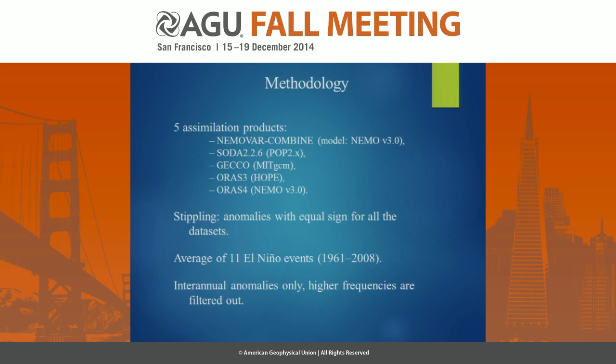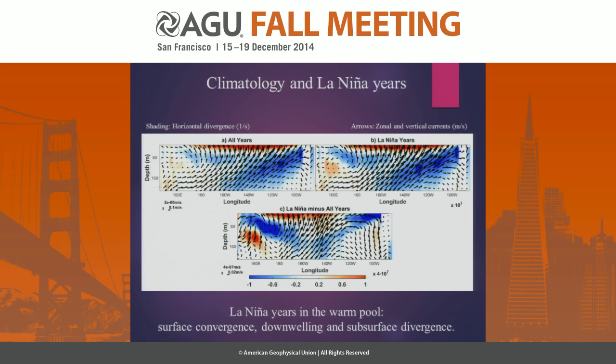All the figures correspond to the average of the 11 El Niño events in this period, 1961-2008, and they only show the interannual component after filtering out the higher frequencies. We've seen that in the growing phase, the subsurface warming in the Western Pacific is associated with La Niña-like conditions.